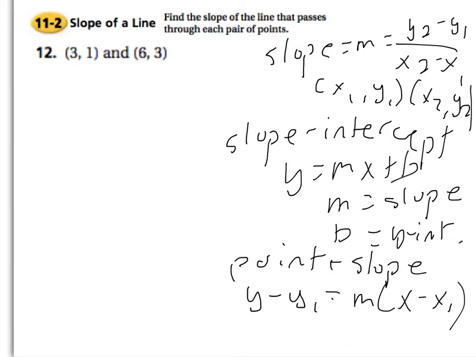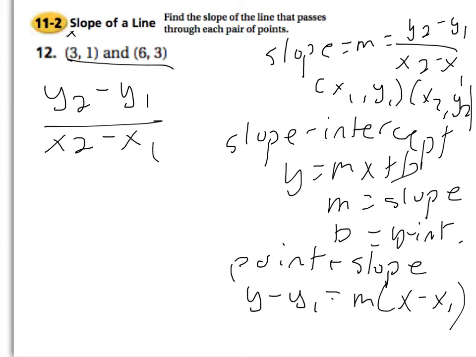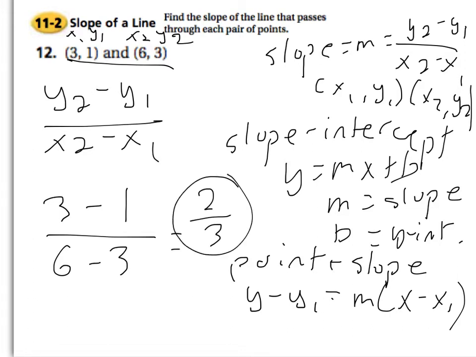So 11.2 says find the slope of a line that passes through each point. So we're just trying to find slope. We're going to do y2 minus y1 over x2 minus x1. Make sure you always label the points. It is helpful to label. And after you label it, all you're going to do is plug in. So y2 is 3 minus y1 is 1 over x2 is 6 minus x1 is 3. So we have 2 over 3. We can't simplify, so our slope is 2/3.